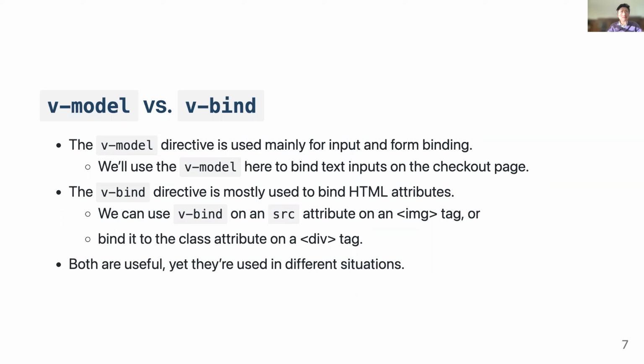Okay, as I said, for user input, something the user typed in or selected, you use v-model. If you want to change an HTML element in some way, this is when you use v-bind.